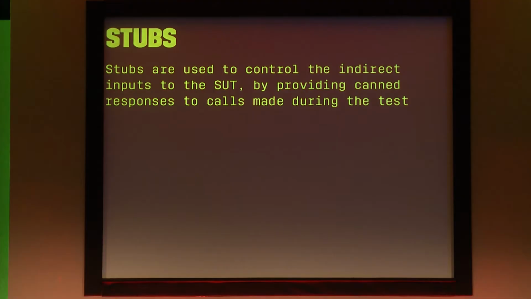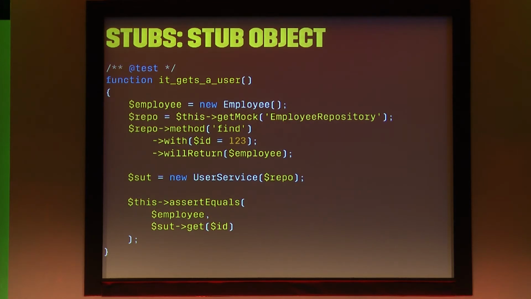Stubs. Stubs are literally just there to provide canned responses to the SUT, nothing else. It can be objects, or they could be systems, high-level things. Really simple example, an object. We're going to create a stub, a double of the employee repository, and we're going to stub out the method find that when it receives the ID 123, will return an employee. It's quite easy, quite simple.